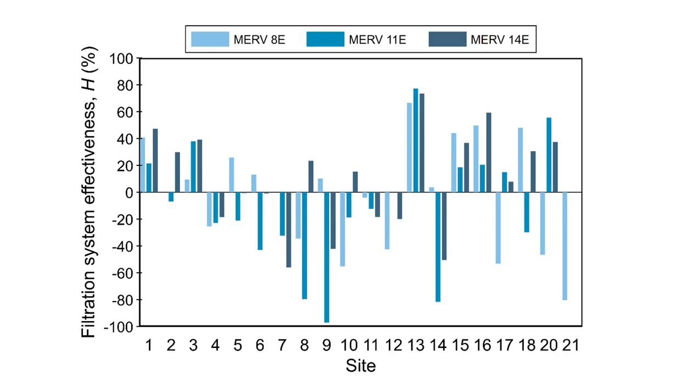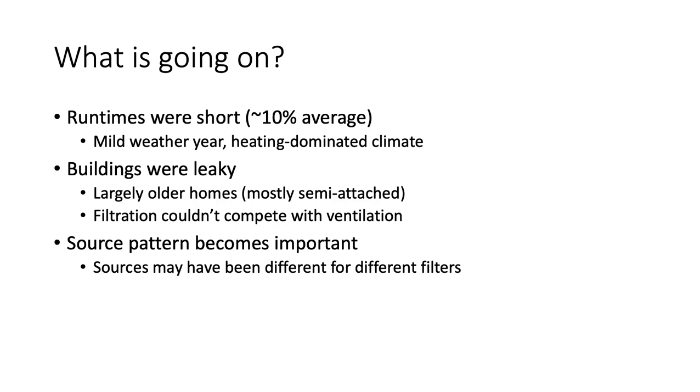The other thing here is there's definitely not a pattern with filter performance. That is, the higher efficiency filter, the MERV 14 filter, does not by any stretch of the imagination perform consistently better than the other filters. So it's suggesting that filtration performance is not so simple. And one of the big factors is how often the fans run, and I'll come back to that point a little bit later.